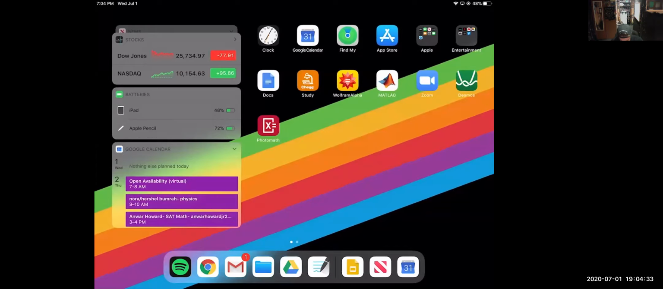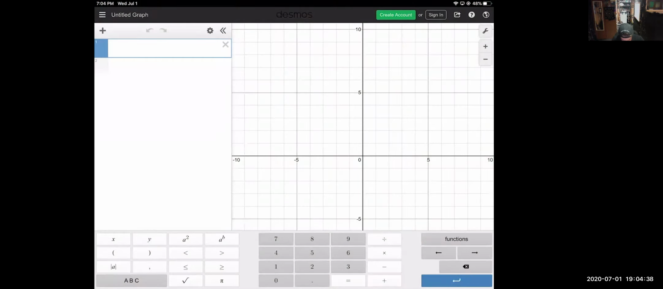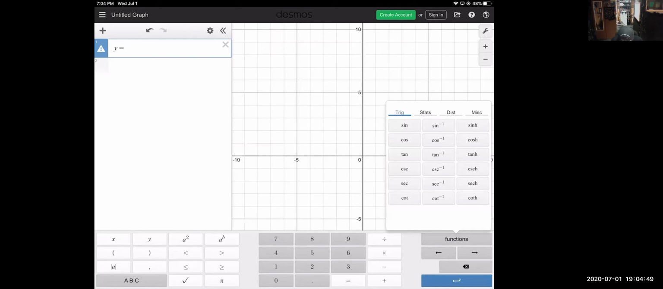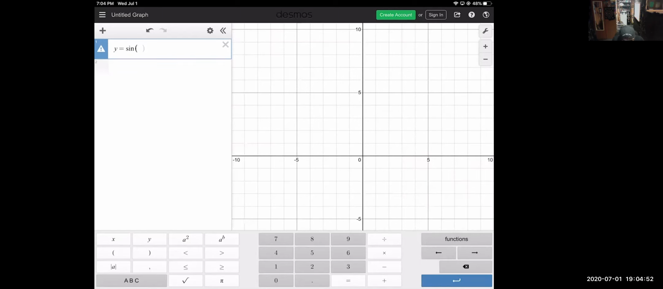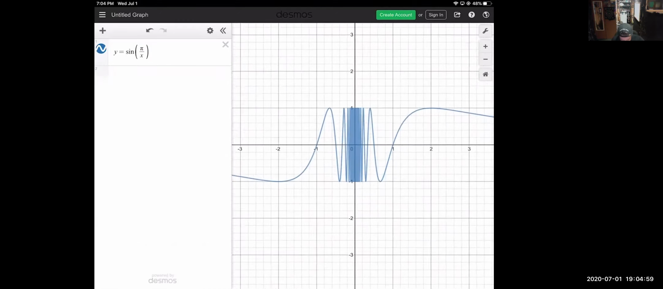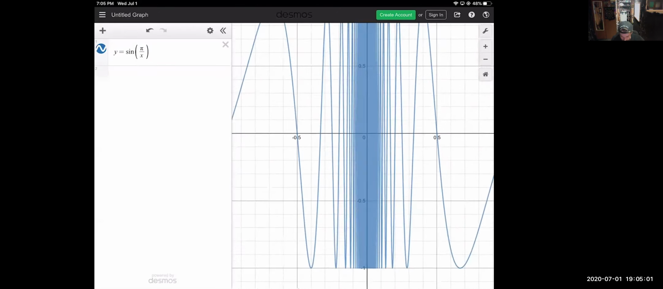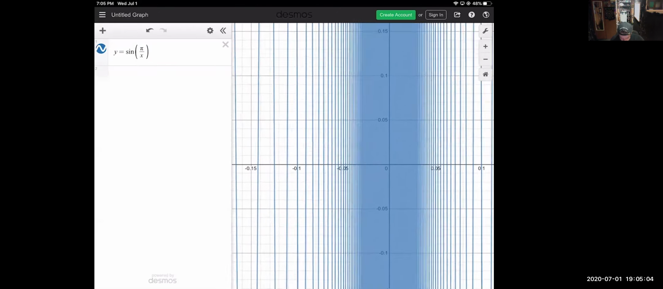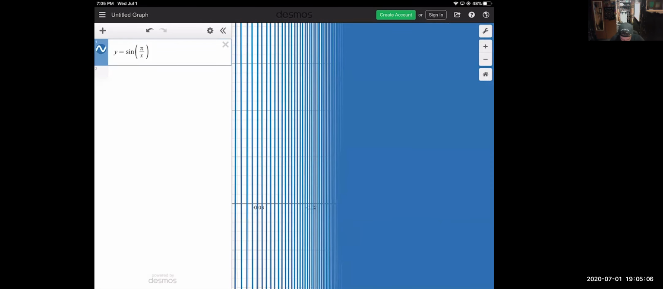So we'll just go to Desmos over here. And we're plotting the function y equals sine of pi divided by x. Oh man, all right. So we see some really heavy oscillations. Let's zoom way in and see if we can reach anything valid.